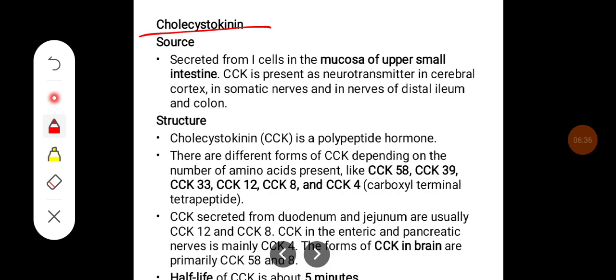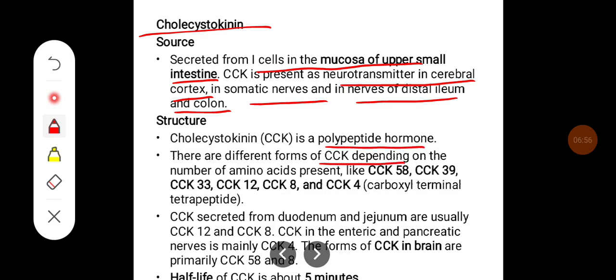Cholecystokinin. It is secreted from the I cells of the mucosa of the upper small intestine. CCK is present as a neurotransmitter in the cerebral cortex, in somatic nerves and nerves of the distal ileum and colon. Cholecystokinin is a polypeptide hormone. There are different forms of CCK depending on the number of amino acids present, like CCK 58, 39, 33, 12, 8, and CCK 4. CCK secreted from the duodenum and jejunum is usually CCK 12 and CCK 8.